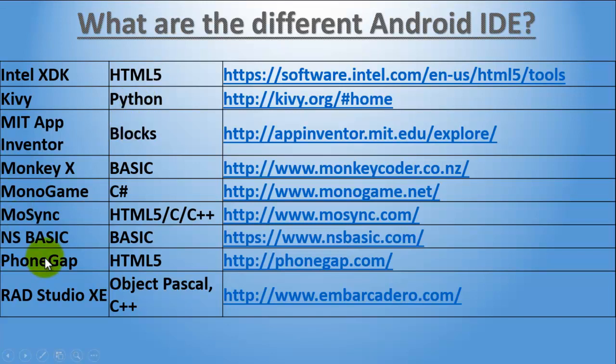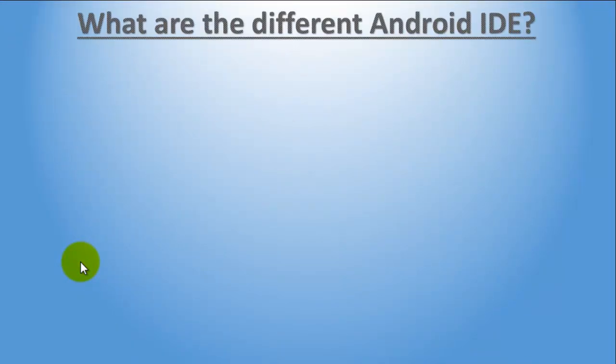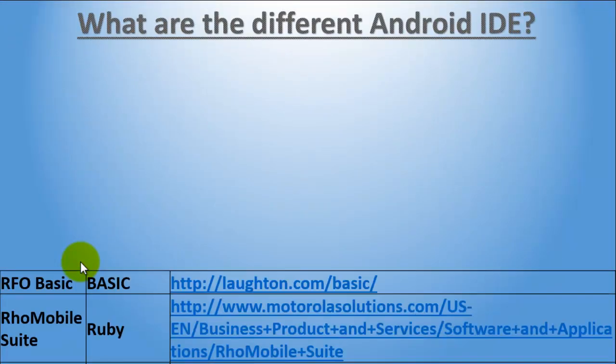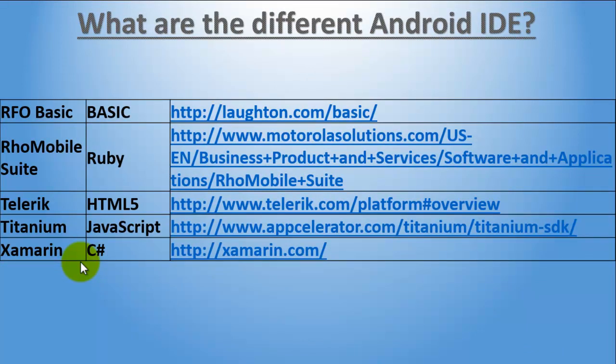Okay, so PhoneGap is also one of the familiar hybrid app IDEs. So you can create some games using PhoneGap. Most probably they would be using JavaScript to develop two-dimensional games in this particular PhoneGap. So what are the different Android IDEs? The last section is RFO Basic, RHO Mobile Suite, Telerik, Titanium. The last one is Xamarin.